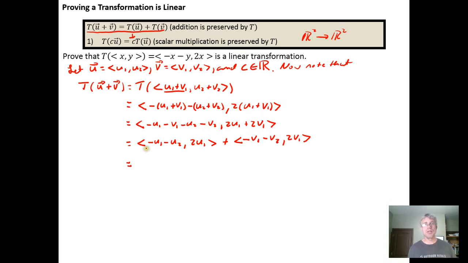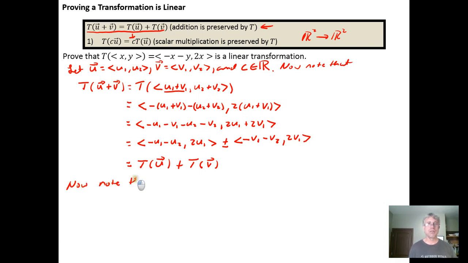And what we want to notice here is that this is exactly what we would get if we applied this transformation T directly to the vector u. This first vector is just the transformation applied to vector u, plus the second vector, which is exactly what we would get if we directly applied the transformation to the vector v. So property 1 for linear transformations holds. We get the same result if we add first and then transform as if we transform first and then add.